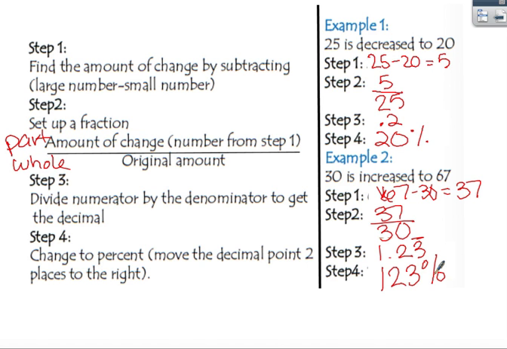123%. Is that supposed to be 67 plus 30? That's 67 minus 30. Oh, I made a mark. The pen messed up.